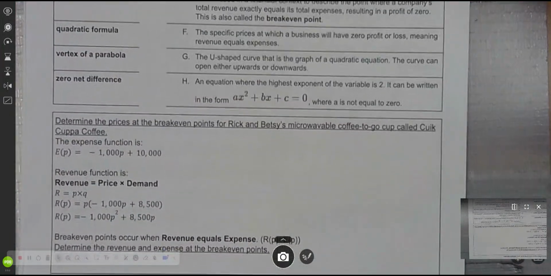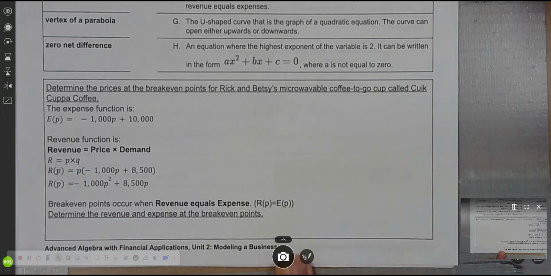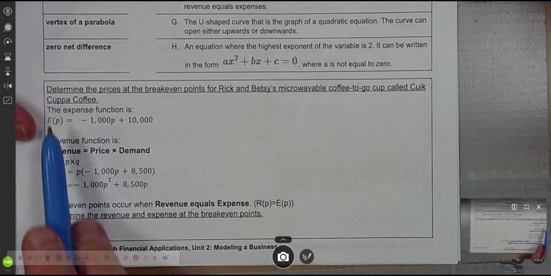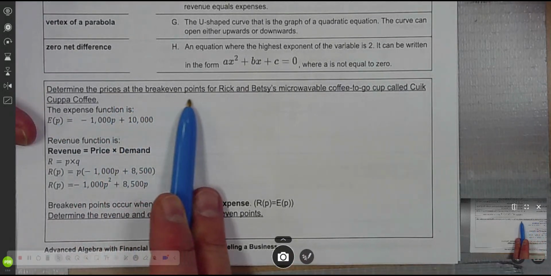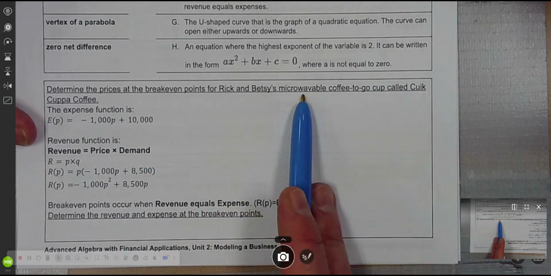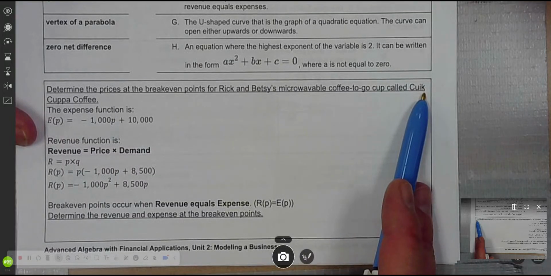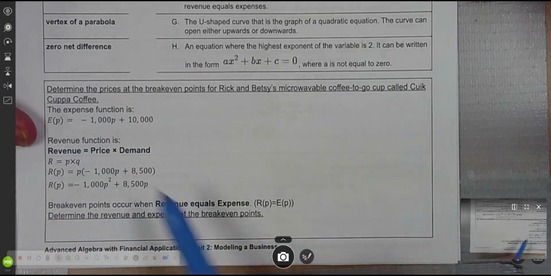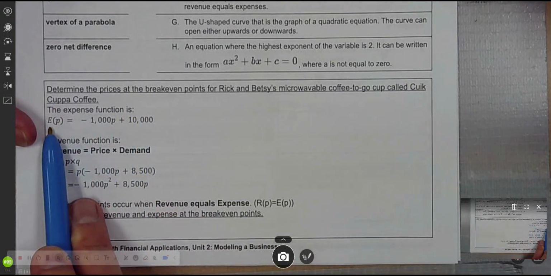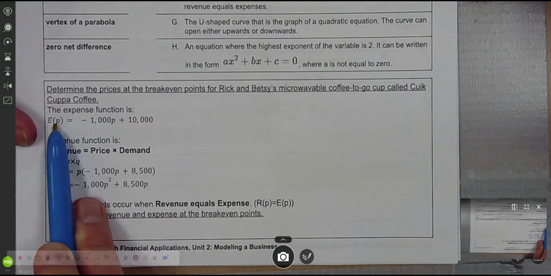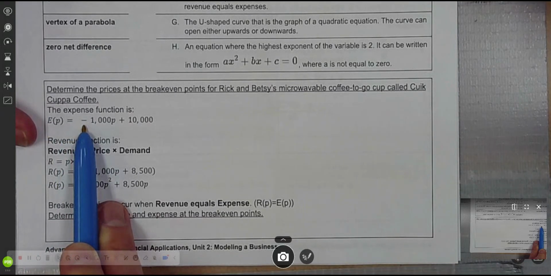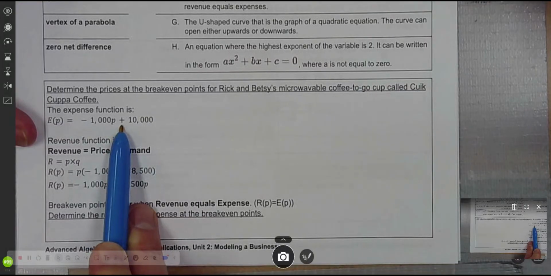Now you've got to write kind of small here. I didn't leave a lot of space, unfortunately. It's kind of a big problem. It says, determine the prices at the break-even points for Rick and Betsy's microwavable coffee-to-go cup called Culk Cuppa Coffee. The expense function is E of P. That's how you read that. E of P equals negative 1,000 times P plus 10,000.